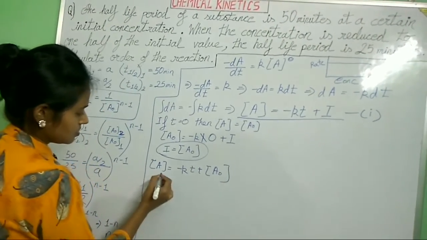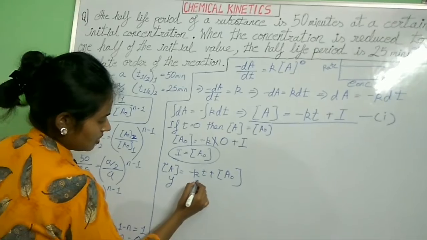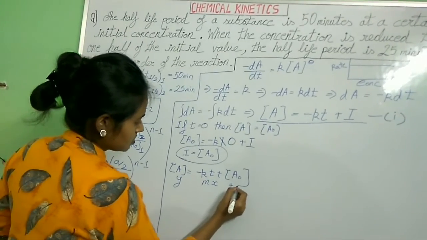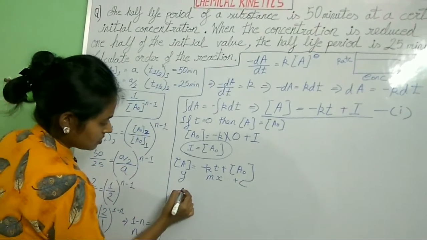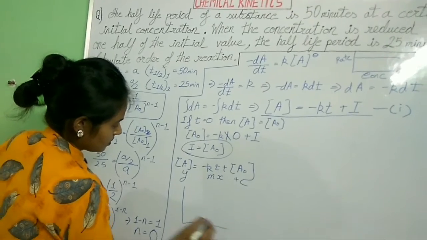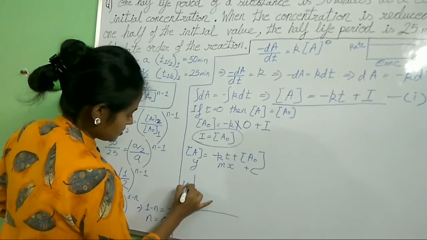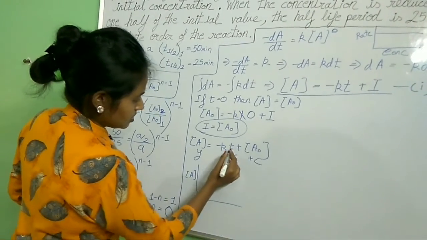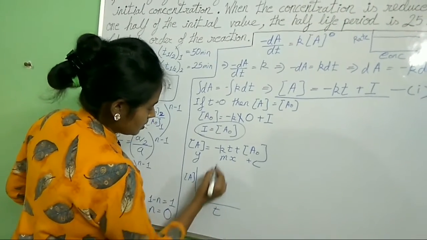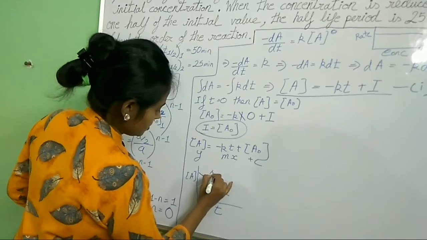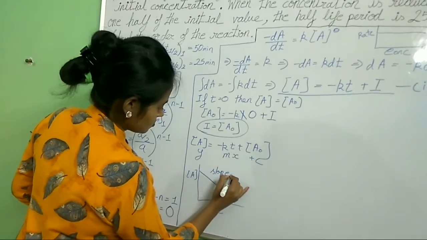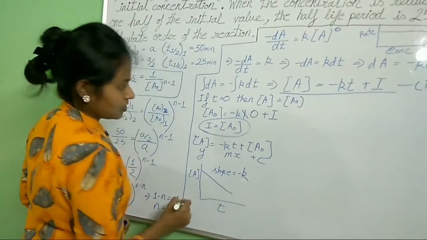Now if we plot this, y equal to mx plus c. Okay. Now we can plot this in graph, right? If we take A in the y-axis, concentration A, and T in x-axis, then what will be the slope? Slope will be minus K, right?